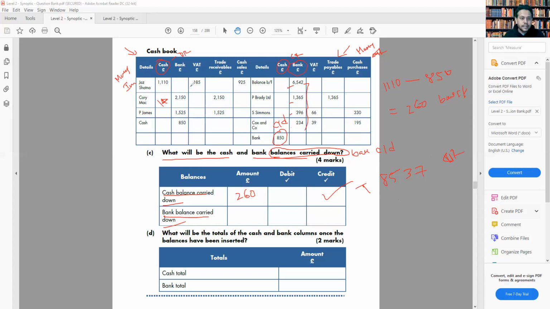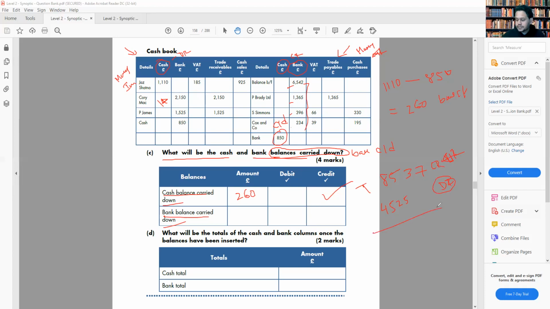And on the debit side, we have the bank, that is 2150 plus 1525 plus 850, and that gives me 4525. That's my debit total. So you can see my credit is higher than the debit. It's very easy to understand. Debit is lower, so the balance CD will be on the debit side.